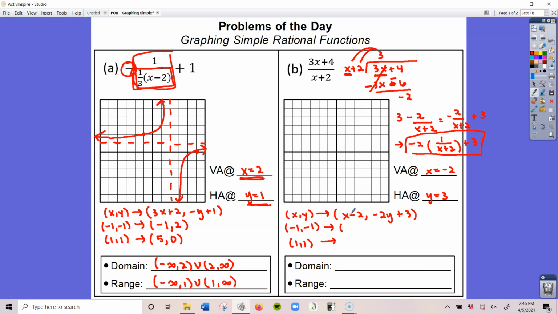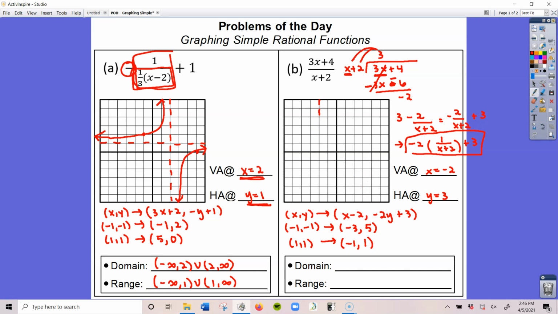Plug them in. -1, -1, when we plug it in, we get -1 minus 2, which is -3. -2 times -1 is +2, plus 3 is 5. Now when we plug in 1, 1, 1 minus 2 is -1. -2 times 1 is -2, plus 3 is 1. So we have our asymptotes, we have the coordinates. We're going to put all of this on the graph.